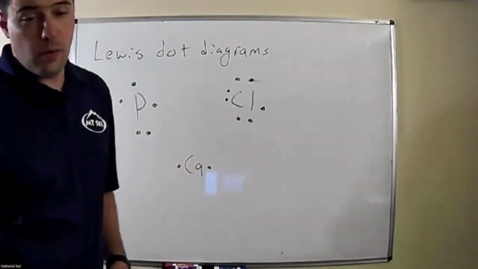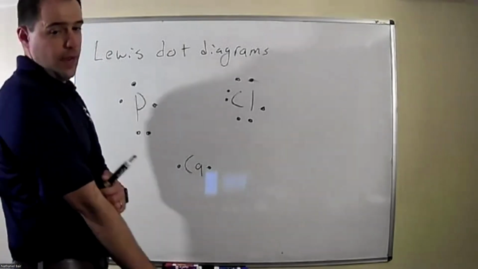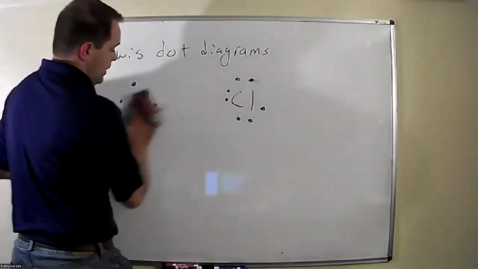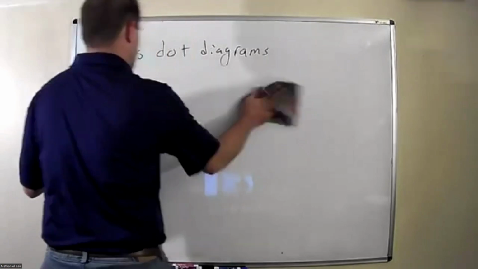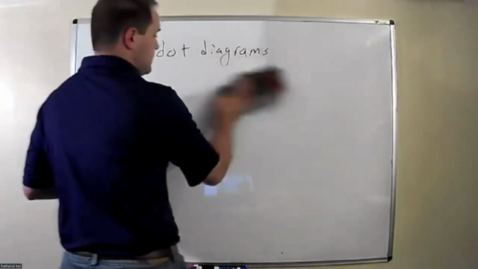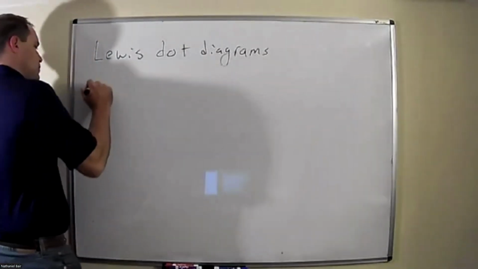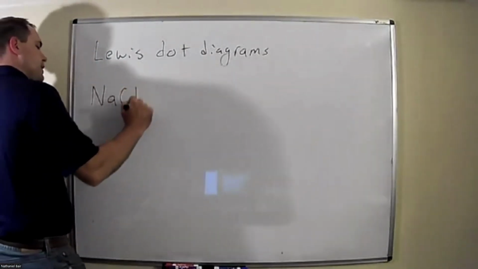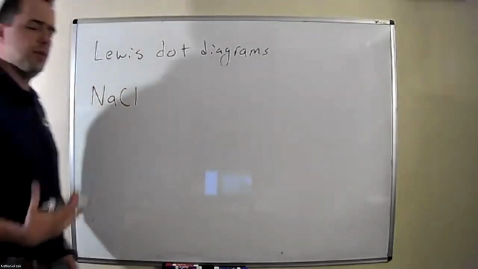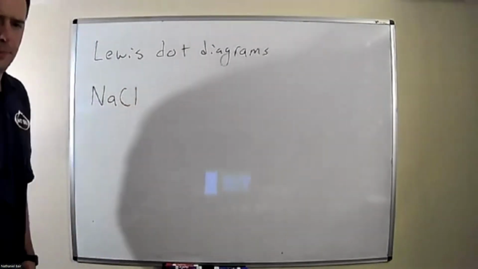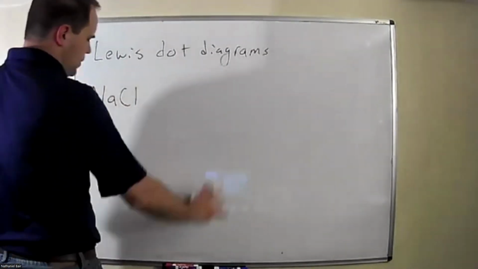Okay. How do we do dot diagrams for ionic compounds? So that's dot diagrams for individual atoms. How do we do this for ionic compounds? Well, it's pretty cool. If you do the dot diagrams for an ionic compound, you can actually see what the electrons are doing to make that ionic bond. Here's how this works. We're going to start with sodium chloride.